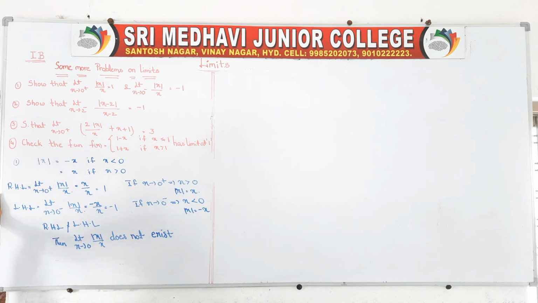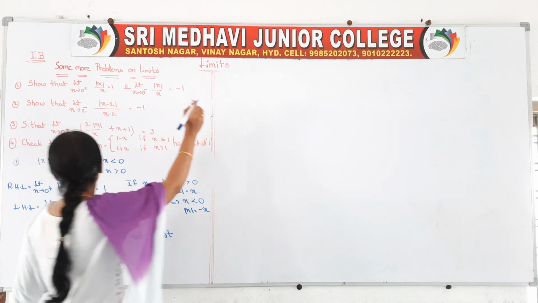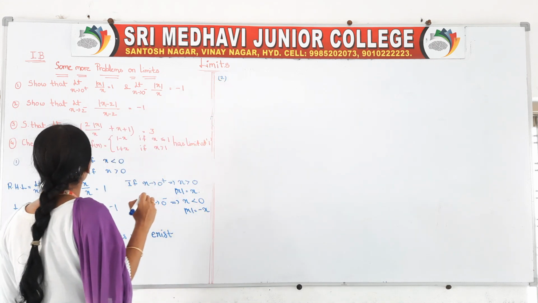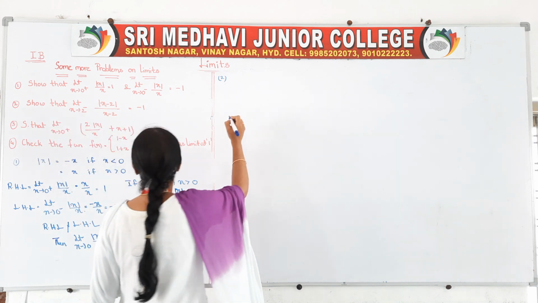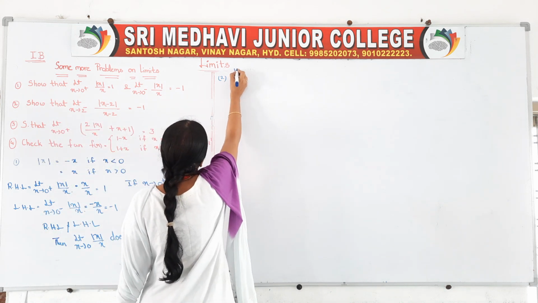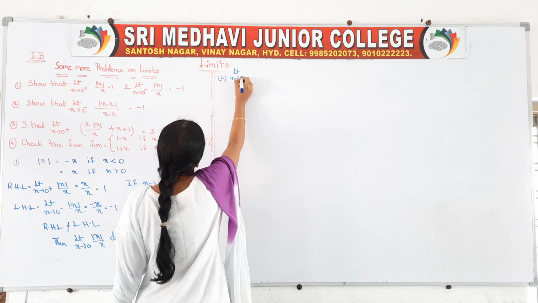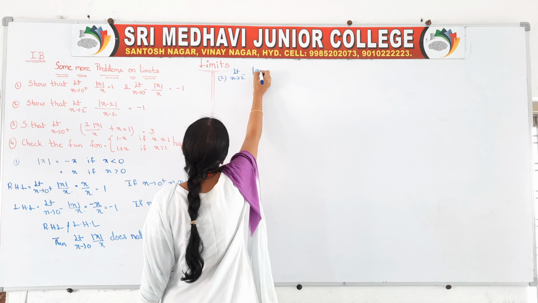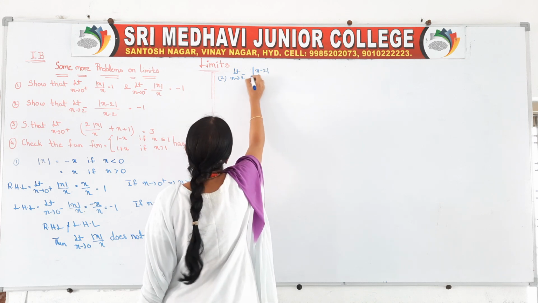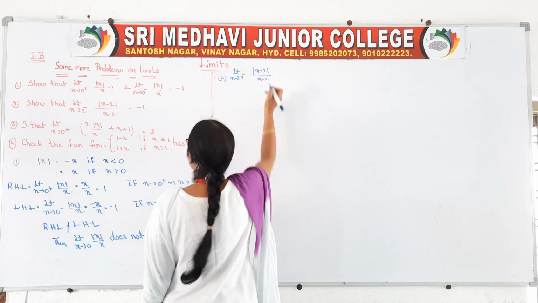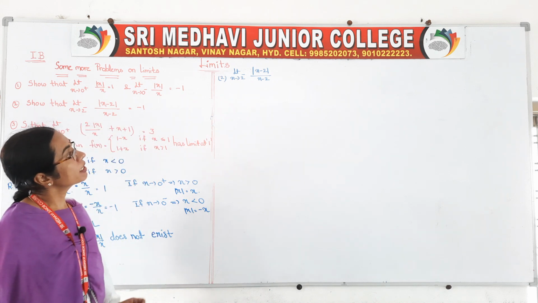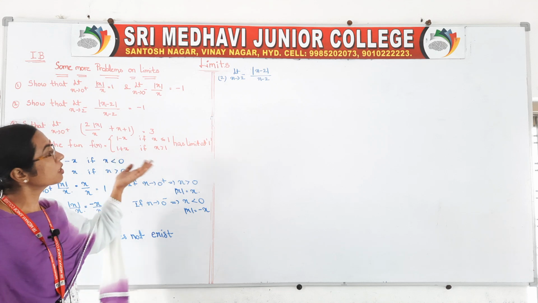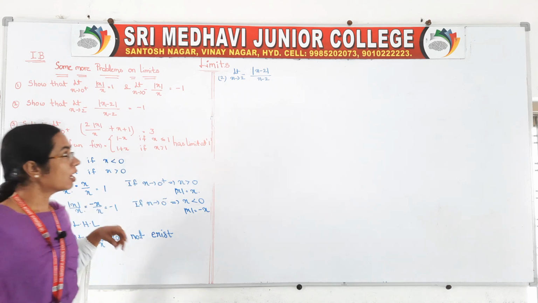Okay, so this is your first question. Come to the second question. What is your second question? Show that limit x tends to 2 minus modulus of x minus 2 by x minus 2 is equal to minus 1. This is what we have to prove. When you prove it, you will know whether you got the correct answer or not.